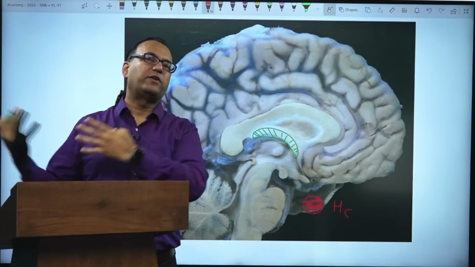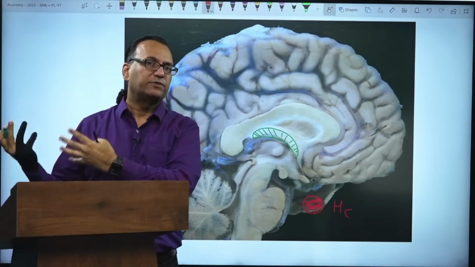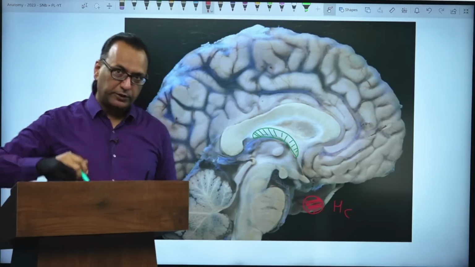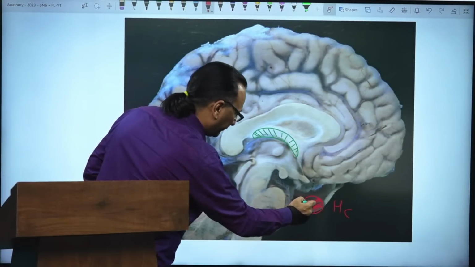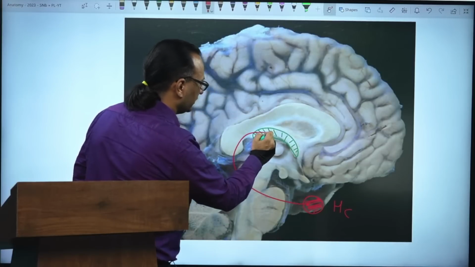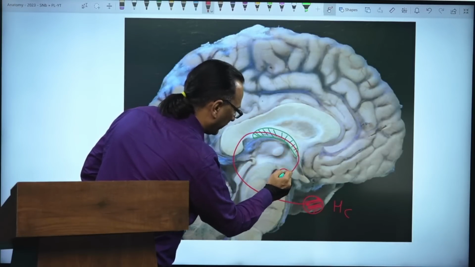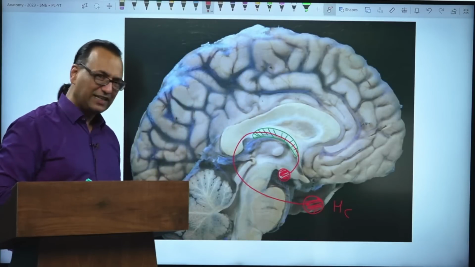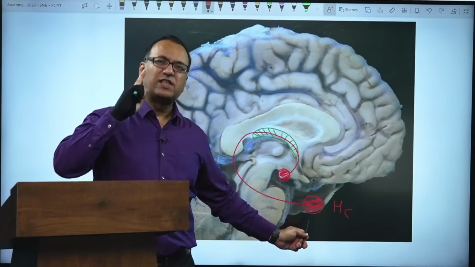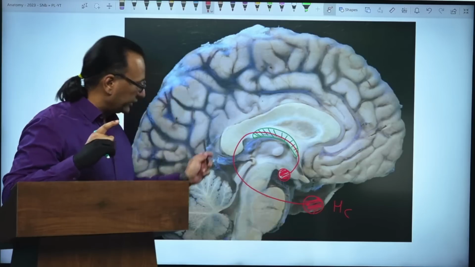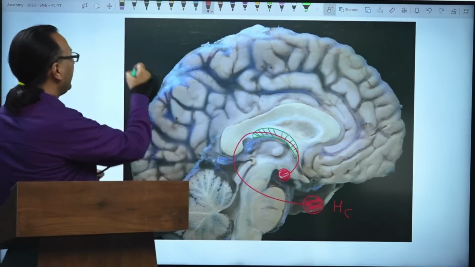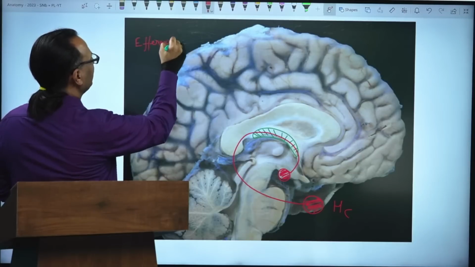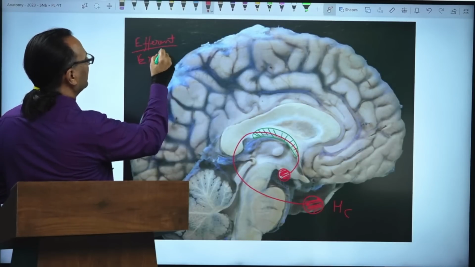And what about the projection fiber? You told it is a projection fiber also. Yes, projection fiber. How is it a projection fiber? Because it is projecting the information from hippocampus towards the mammillary body. This is the mammillary body. Hippocampus: the major output is fornix. Major output, or what you say, efferent. Efferent is exit. E for E, exit, output.